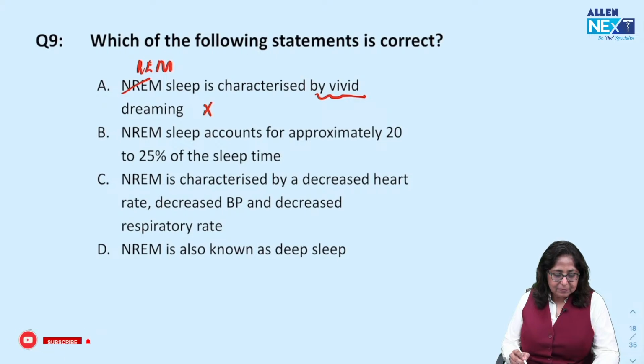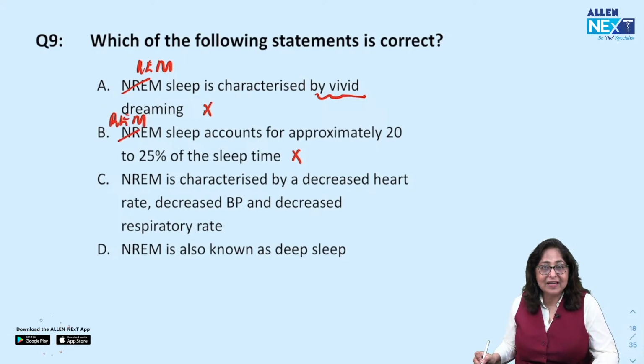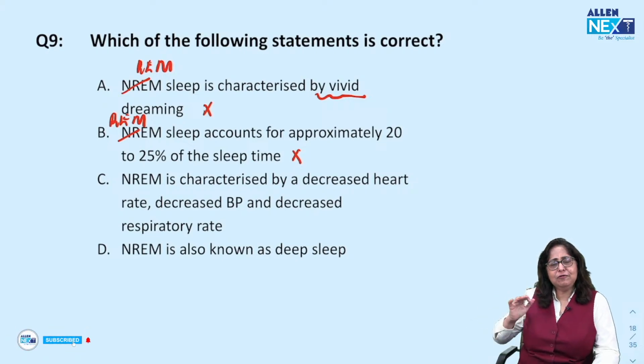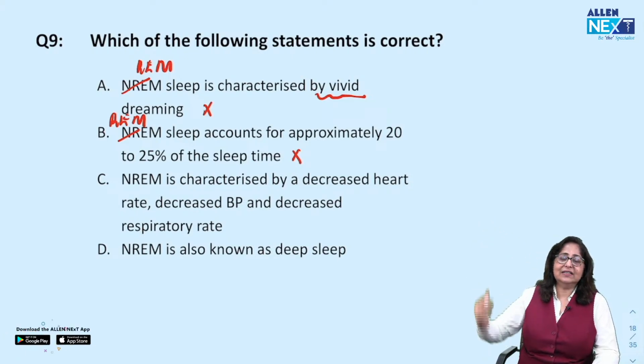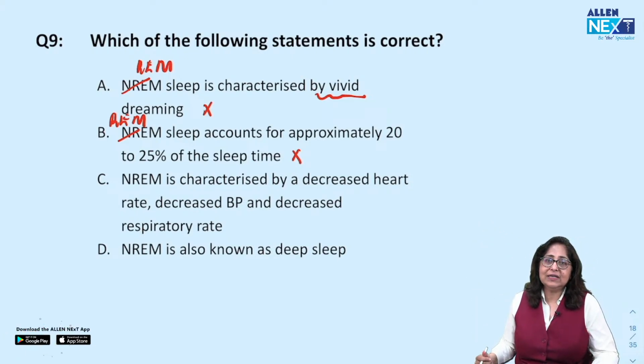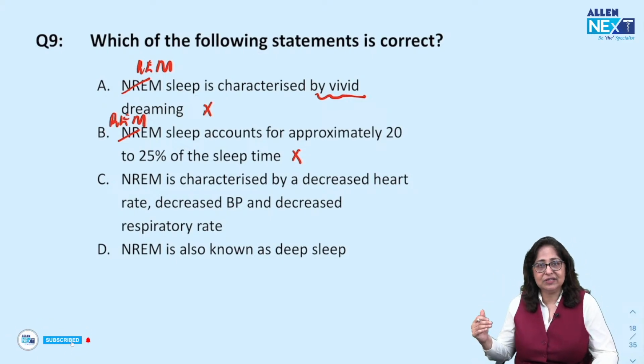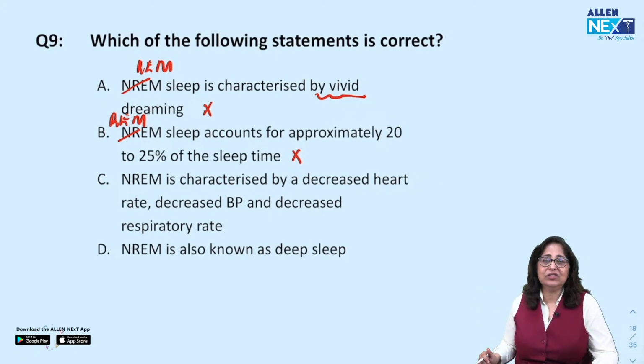NREM sleep approximately accounts for 20 to 25% of the sleep time. This is an incorrect statement. REM sleep accounts for about 25% of the sleep time. It's about 50% in a newborn baby. As we grow older, the amount of time spent in REM sleep reduces. So in adults, it's about 25%. In the elderly, it reduces to about 15%.